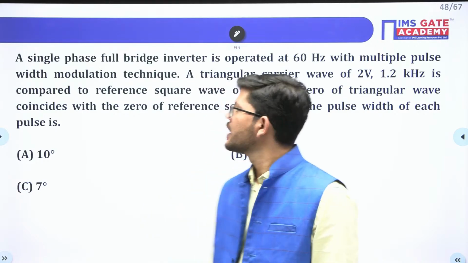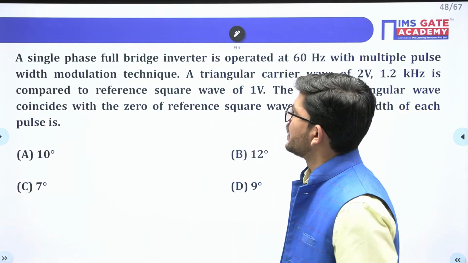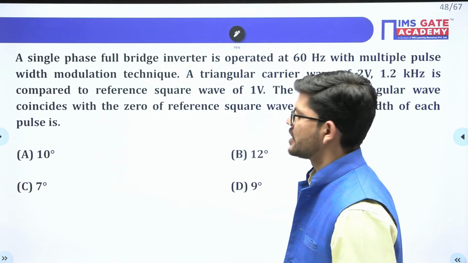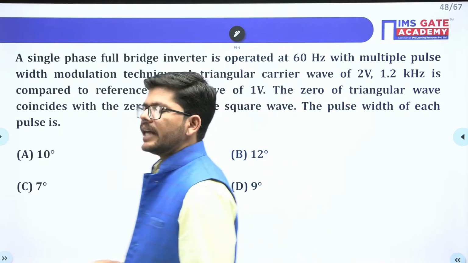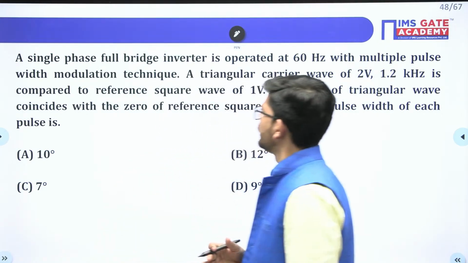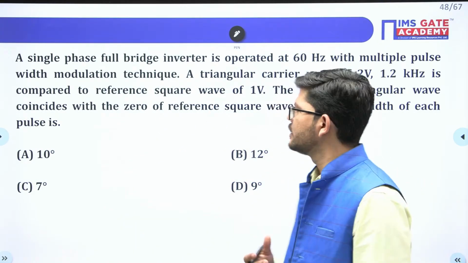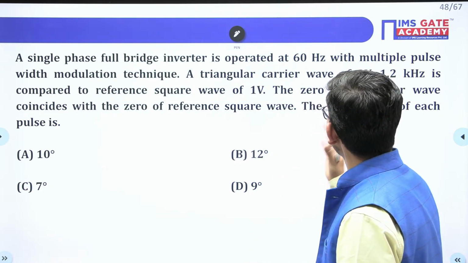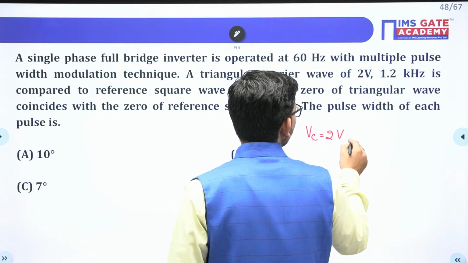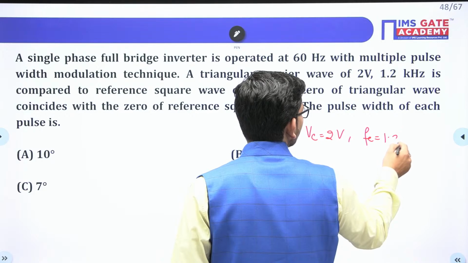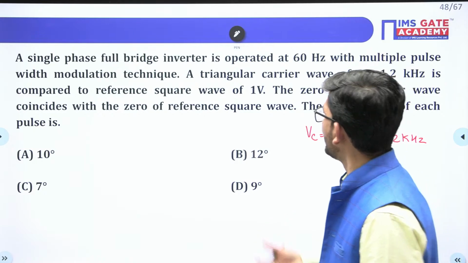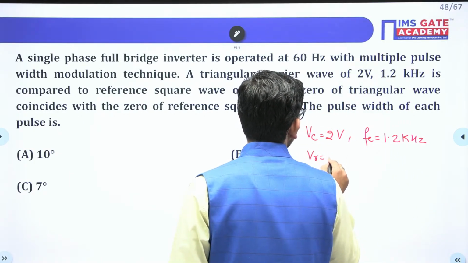Okay. Now see this particular problem. A single phase full bridge inverter is operated at 60 Hertz. So frequency is given to us, and that frequency is 60 Hz. Now, multiple pulse width modulation technique is involved here. A triangular carrier wave of 2 volt, and the frequency of carrier is 1.2 kilohertz, is compared to the reference square wave of 1 volt.